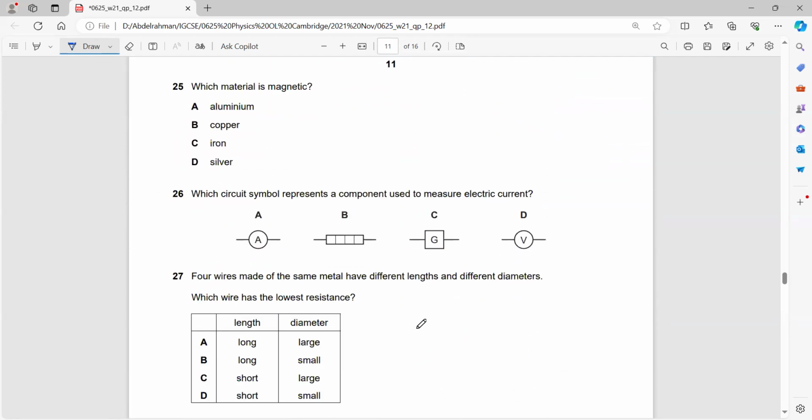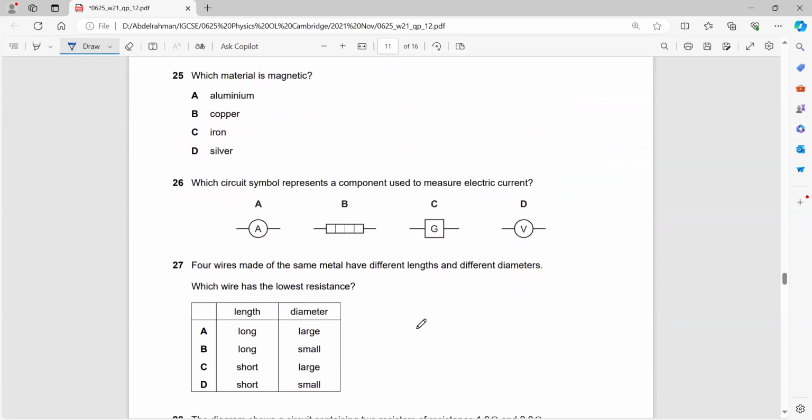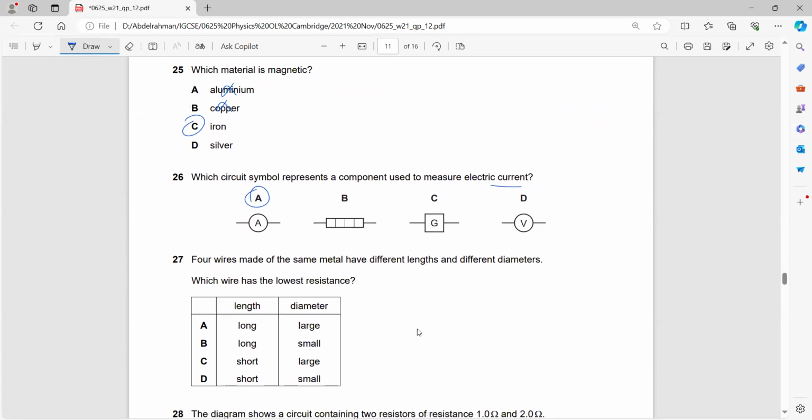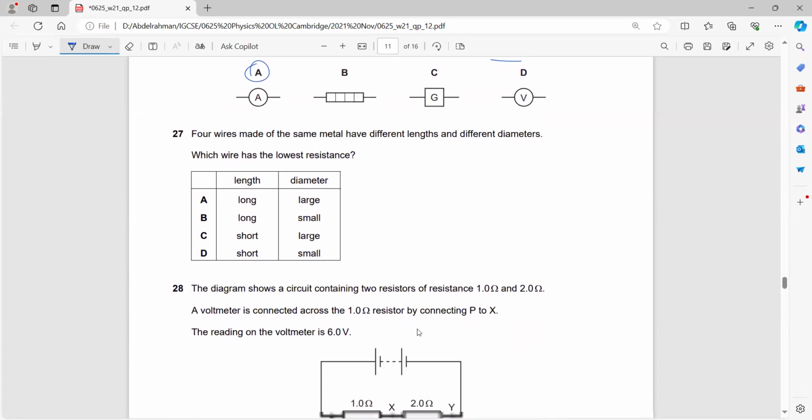Okay, good. Which material is magnetic? Only iron. Which circuit symbol represents a component used to measure the electric current? Very easy.